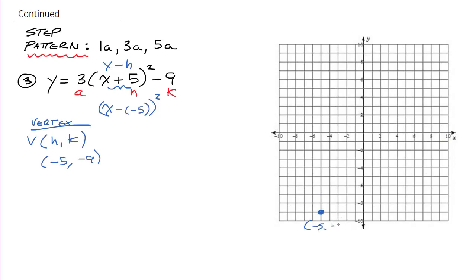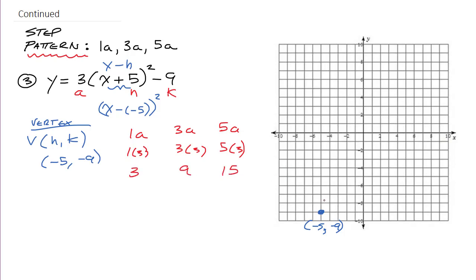All right, so let's use the step pattern to find more points really quickly. Remember, it's 1 times a, 3 times a, 5 times a. So 1 times 3, 3 times 3, and 5 times 3. Obviously, we're not going to be able to fit many points on this because the bigger a gets, the more vertically stretched your parabola becomes. So 3, 9, and 15.